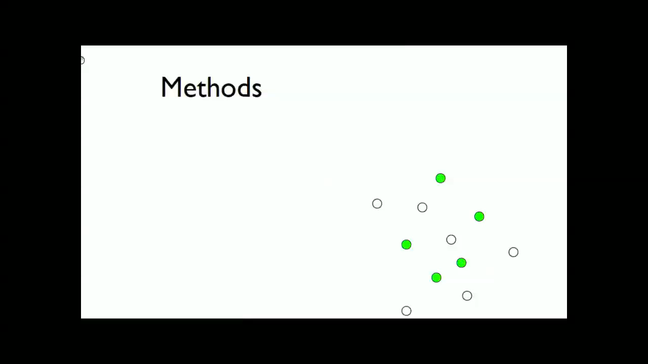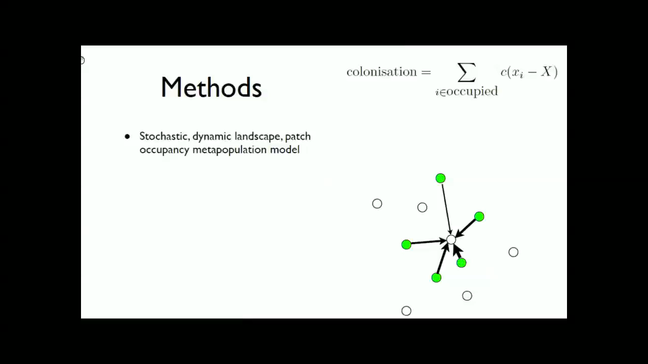So the underlying model is a stochastic patch occupancy metapopulation model. The idea is that we have a certain number of patches in continuous space, and they can be either occupied, in these filled symbols, or they can be empty. And the dynamics are that an empty patch can be colonized, and all of the other occupied patches in the vicinity can colonize it by propagules. And so the total rate of colonization is a sum of contributions from the other patches weighted by the dispersal kernel C for the distance between the patch that's doing the colonizing and our focal patch.